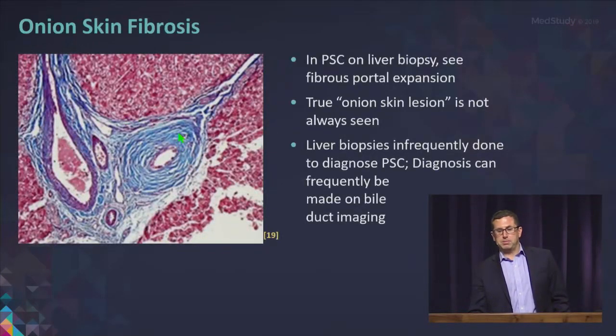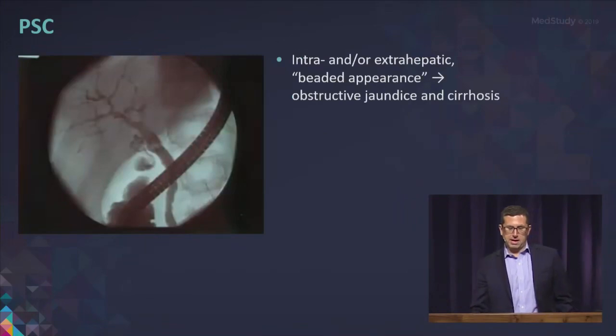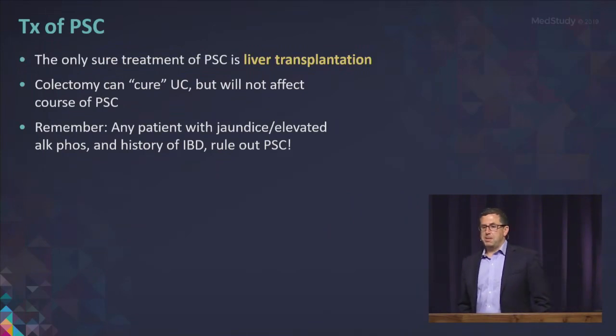If you were to do a biopsy, which is almost never done, you would see onion skin fibrosis. So you could see these bands around the bile duct, and that's typical of PSC. And here again is that picture of the ERCP with the narrowing of the biliary tree with the beaded appearance. That's typical for PSC. Really, the only treatment for PSC is liver transplantation. Colectomy could certainly cure UC, but it will not affect the course of PSC, unfortunately.